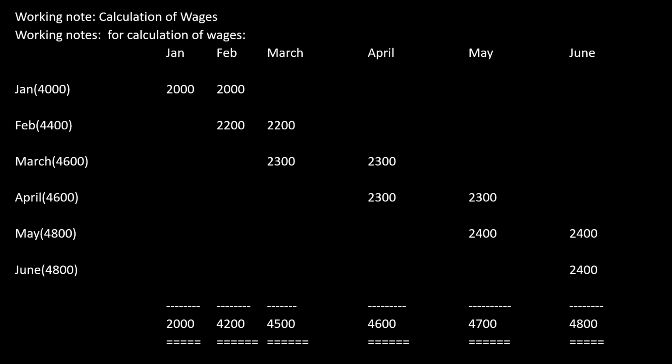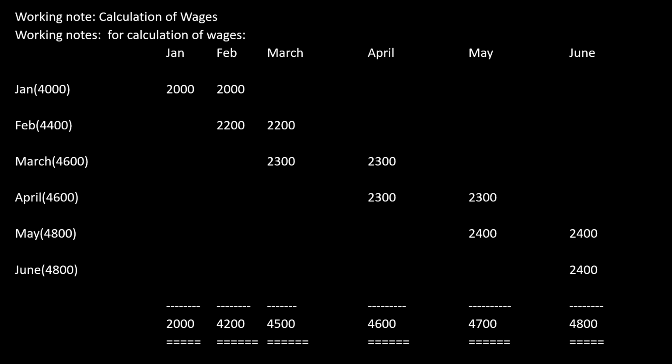Next calculation is the wages. The same way, wages, the problem says 50% of it is delayed. The delay in payment of wages is half month, which means 50% is delayed. The same way as for your sales, half in the same month, half in the next month. Okay, that's how you do. Look at January, it is 4,000, half is paid in January, the remaining half is paid in February. The same way, February 4,400, half of it is in the same month, 2,200. The remaining half is next month.